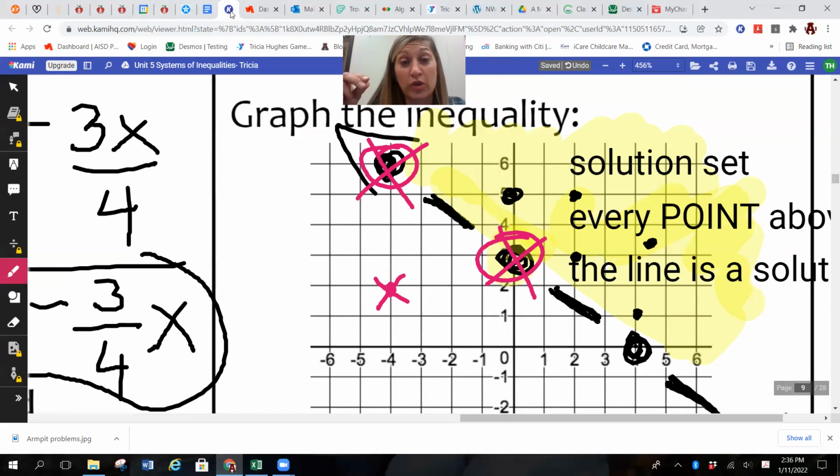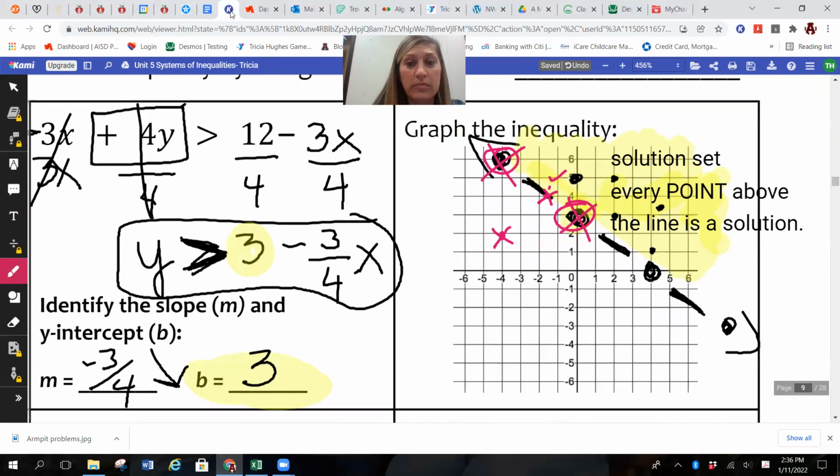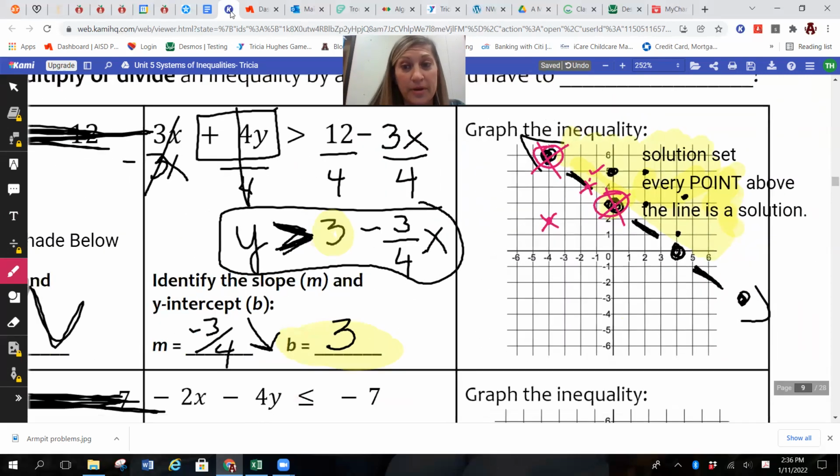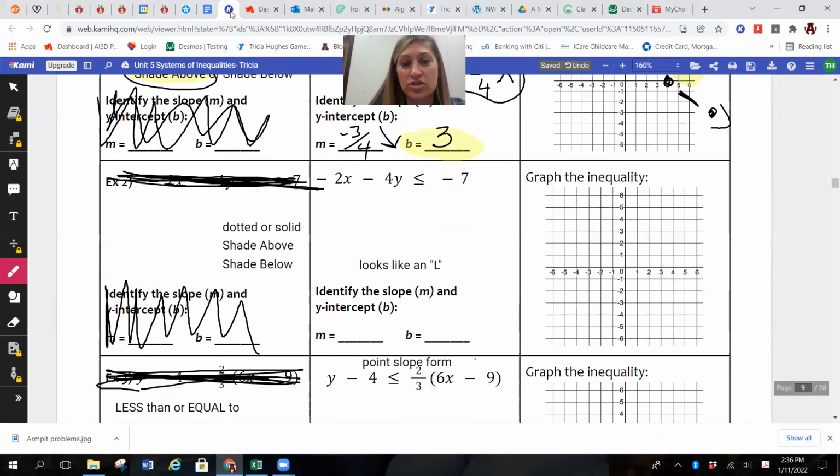They are not in the shaded region. Only points above the line. So even if the point was right here, that would be a solution. But on the line would not be a solution. So it's very particular. Okay, guys? Let's look at question number 2.